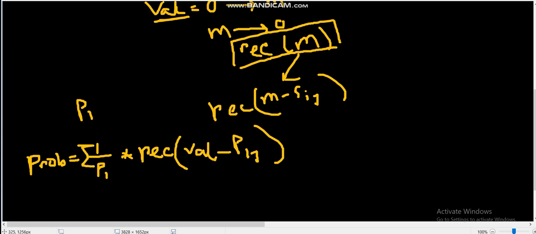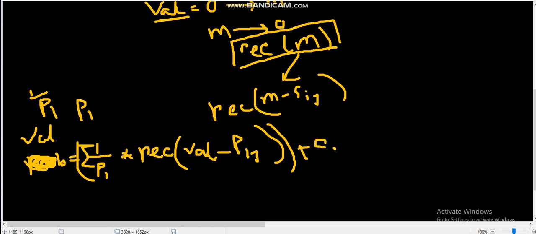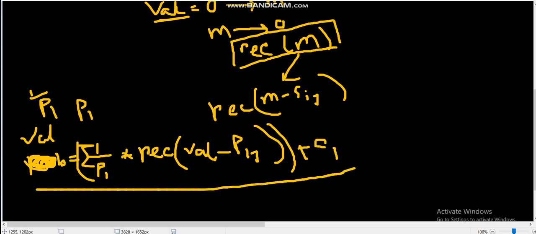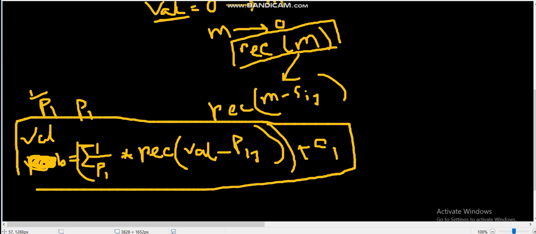This is not a probability, you can say this is our desired value. The probability is 1 by P_1, and for every value in the wheel we compute val minus S_1j. At the end, for choosing this wheel we have to add the cost of choosing this wheel, let's say C_1. So this is the cost of choosing the first wheel for the given number of points.